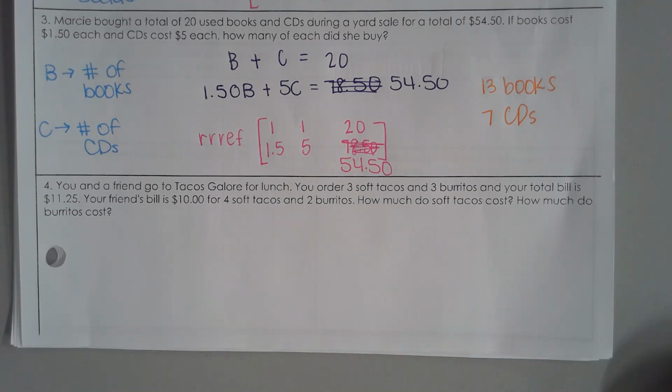You and a friend go to Tacos Galore for lunch. You order 3 soft tacos, 3 burritos, and your total bill is $11.25. Your friend's bill is $10 for 4 soft tacos and 2 burritos. How much do soft tacos cost? How much do burritos cost? So this one is similar to number 1 where you have 2 of the same situation happening. You have your bill, you bought tacos and burritos, you have your friend's bill that bought tacos and burritos.